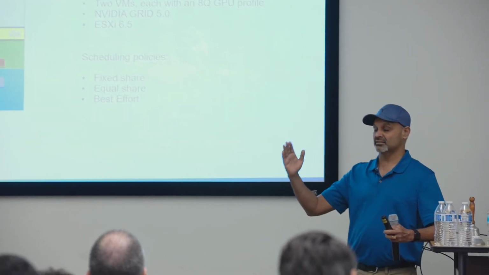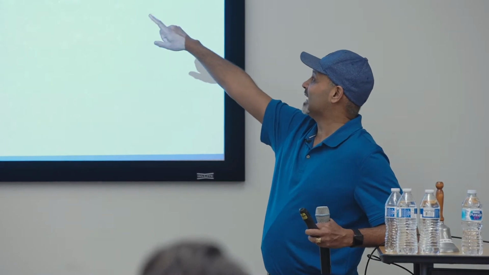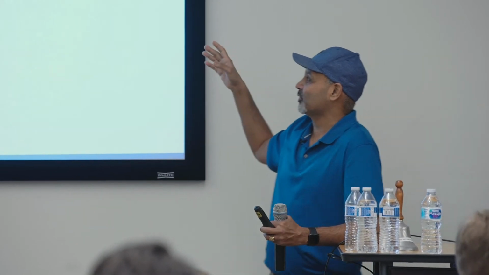If you divide the GPUs across multiple virtual machines, they have to be all equal. They don't allow you to have one VM with 2 gig of GPU and the other one with 8 gig of GPU. So in this case, they have to be equal, so we have two VMs with 8 gigabytes of GPU profile each. We ran the NVIDIA grid, and we have different scheduling policies.